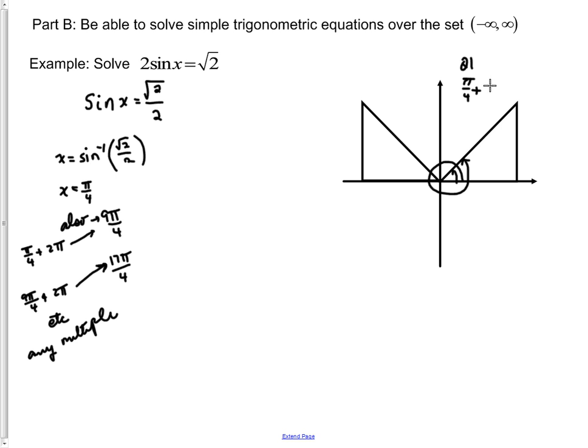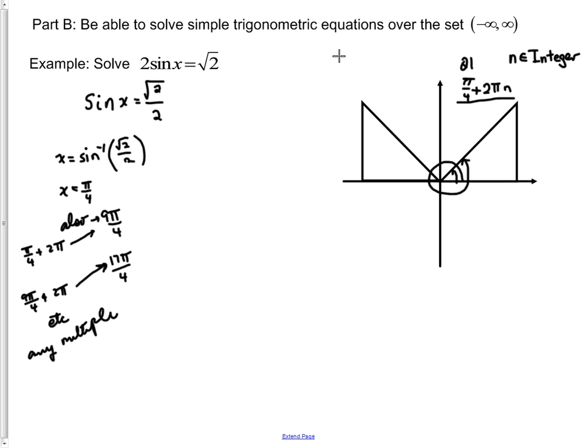So the way that we normally state that is pi over 4 plus 2 pi times n. And again, I guess we should specify right here that n is an integer. Right? Because x equals pi over 4 plus any whole number integer multiple of 2 pi, we're going to get a value. So that is one solution.